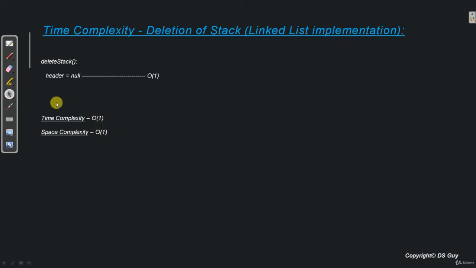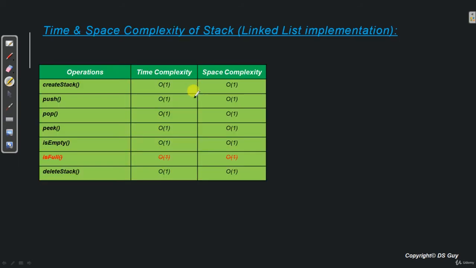Now before we wind up linked list implementation video, let's quickly recap all of the operations that we have seen. So in all of the operations we saw that time complexity was constant. Similarly space complexity was also constant.